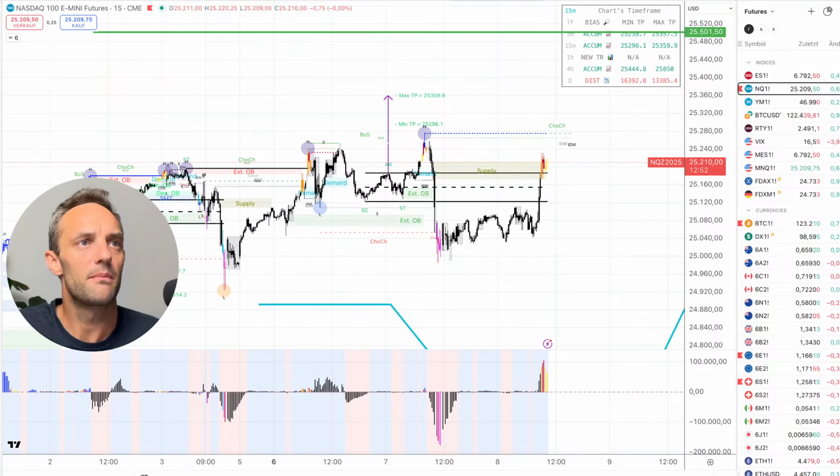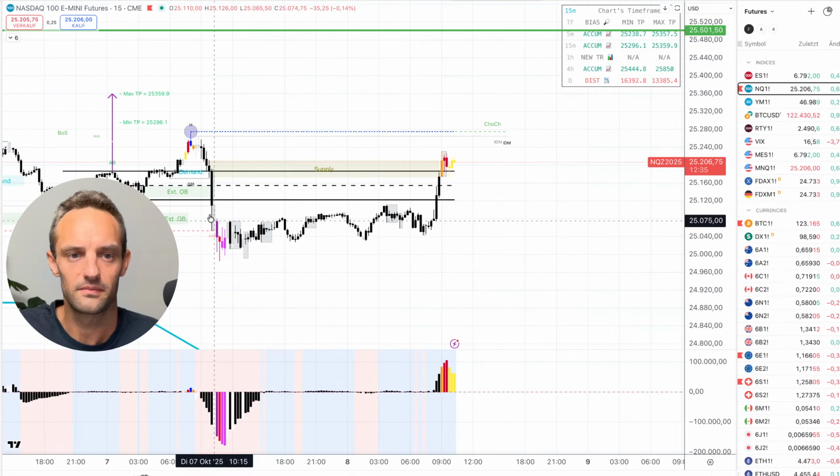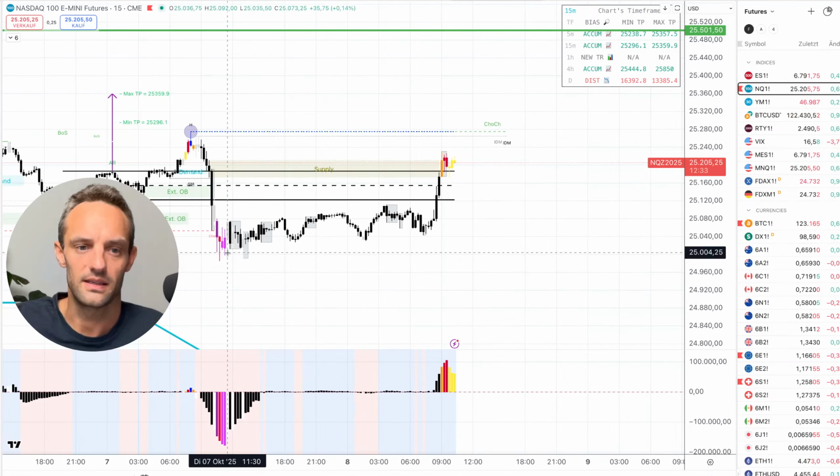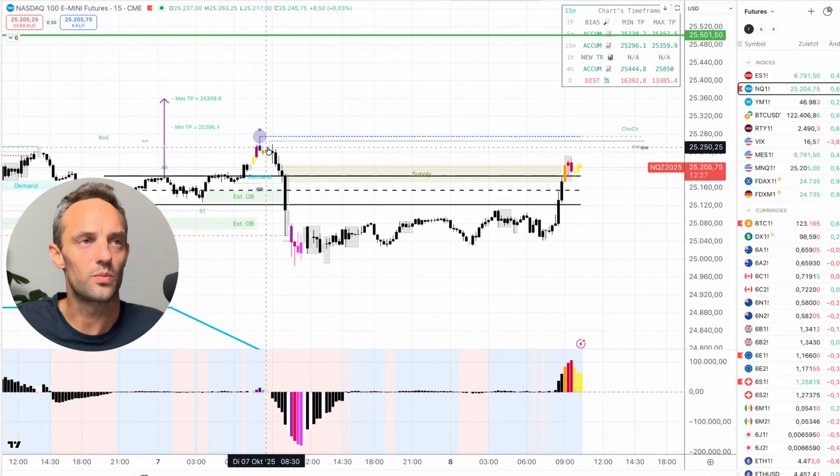I gave some thought to the zone change after color. It looks like we can assume that if the zone changes quickly after color, large players are rapidly covering their positions. Yes. Yes, exactly. This is also what we saw.